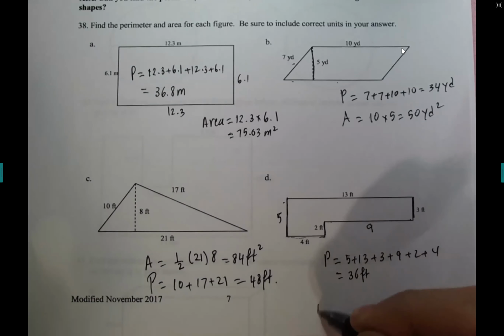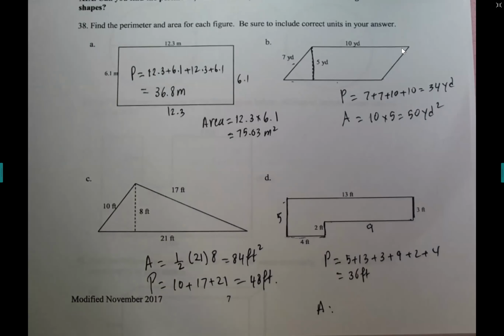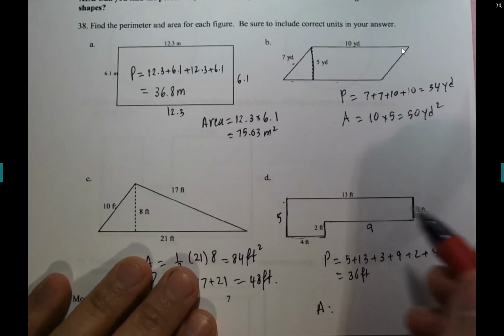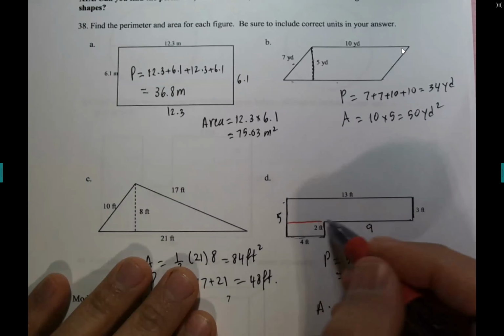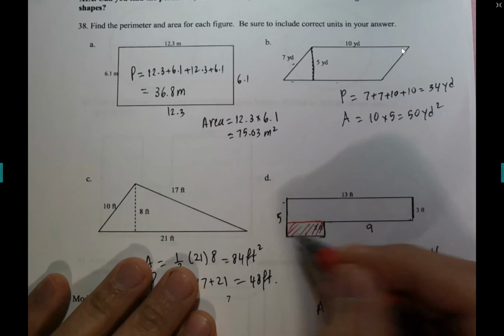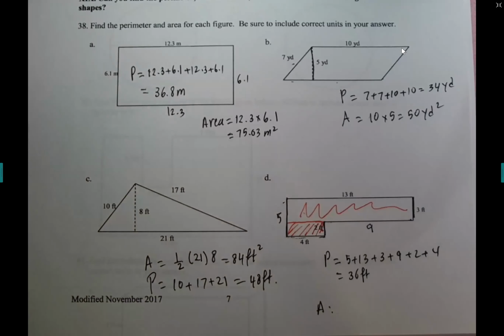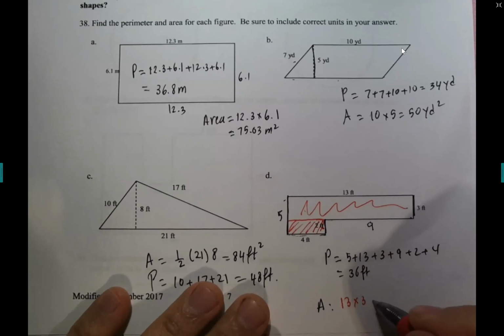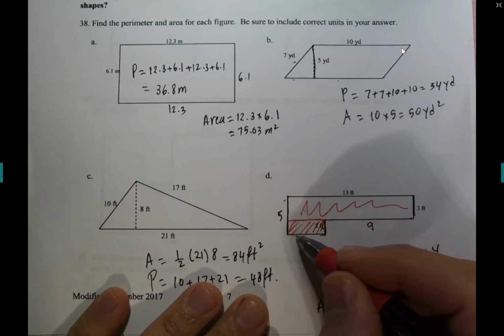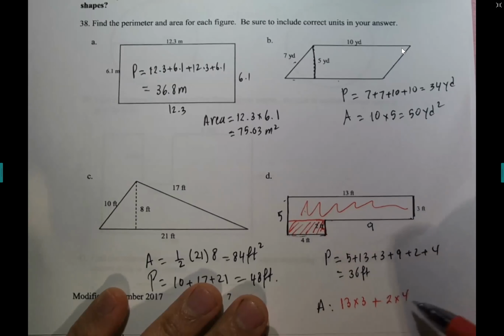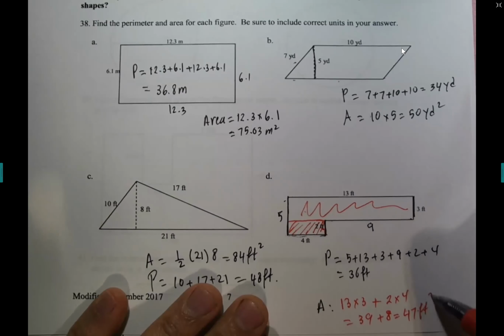Now he wants the area. Let's see how you're gonna do the area. Look, in order to do the area, guys, I'm gonna split it up into 2 rectangles and find the area of this big guy and then the area of the small one. What's the area of the big rectangle? Do you guys agree it's 13 times 3? And what's the area of the small one? It's 2 times 4. And that's it. 47 foot squared.